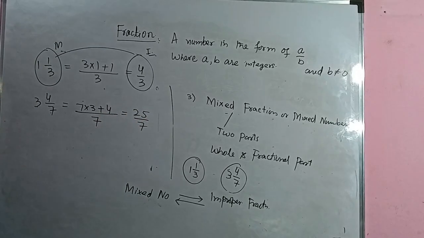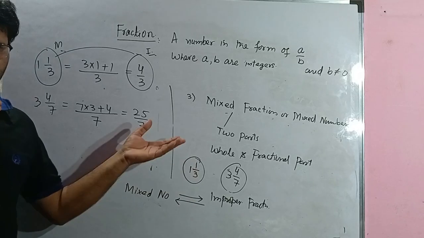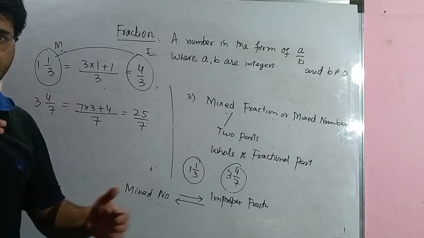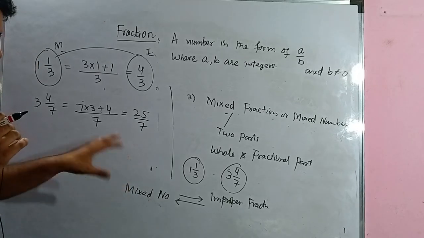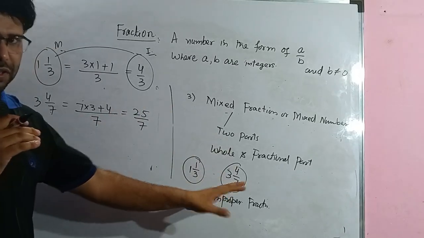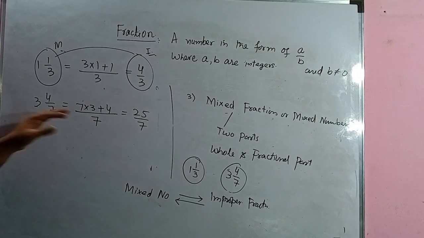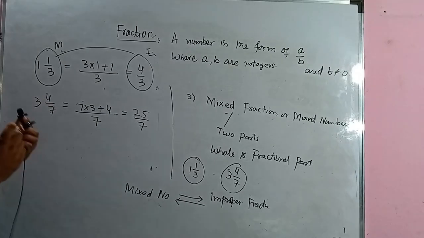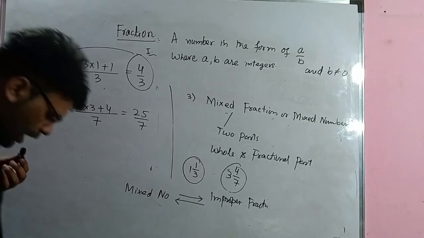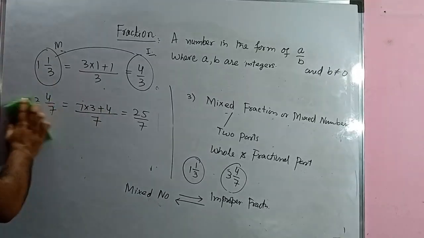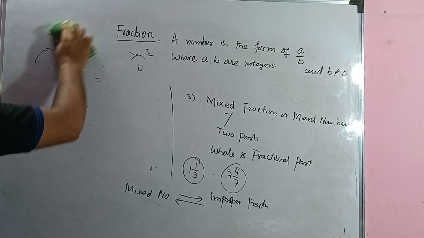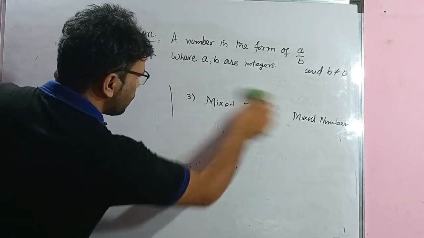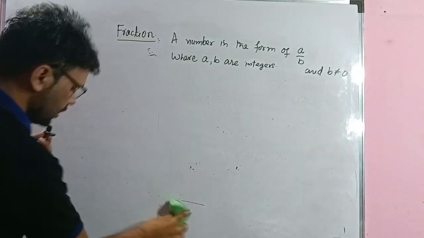I think you all have gone through these concepts. These are very simple concepts, and in your lower classes, you might have learned how to convert a mixed fraction to an improper fraction and an improper fraction to a mixed fraction. Now we have other types of fractions on the basis of the denominator. If we have the same denominator, what does that represent? If we have different denominators, what does that reflect?